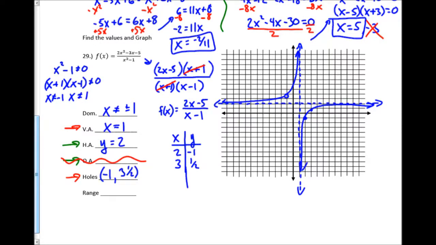And so I've already got the domain. The domain was listed up here. X cannot equal the positive 1 or the negative 1. And again, those restrictions deal with the asymptote and the hole in the graph.